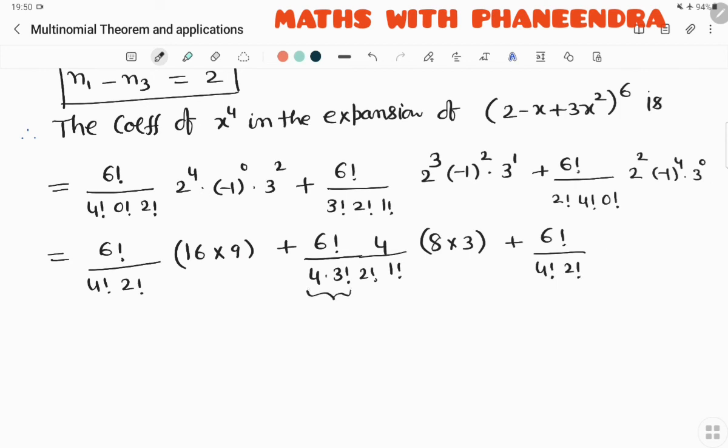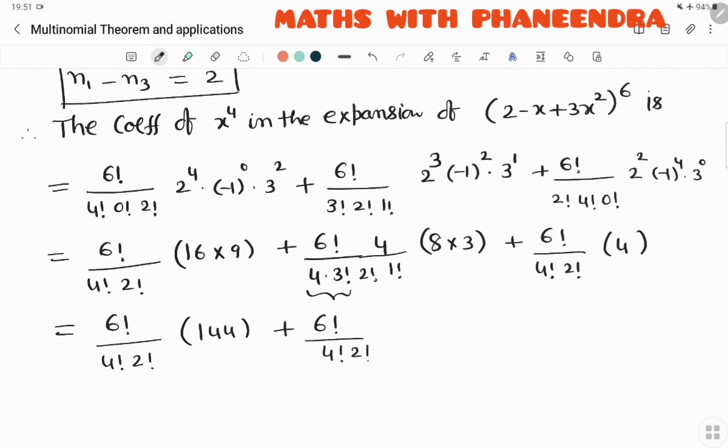n into (n minus 1) factorial is n factorial. So 2 square is 4. Minus 1 whole power 4 is 1. 3 power 0 is also 1. So 6 factorial by 4 factorial into 2 factorial, 16 into 9 is 144. Plus 6 factorial by 4 into 3 factorial is 4 factorial into 2 factorial. 1 factorial is 1 only. So 8 3s are 24, 24 4s are 96. Plus 6 factorial by 4 factorial into 2 factorial into 4.